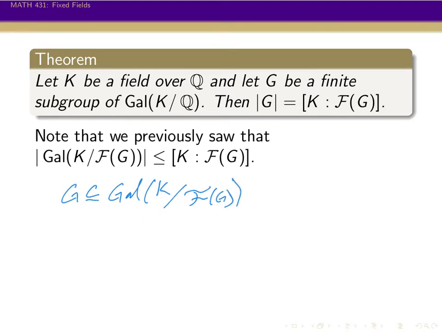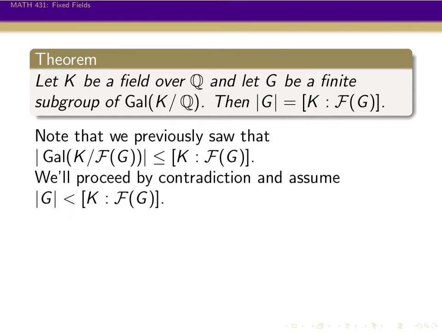And so really this is saying that the order of G then is really as big as it can be. Or in other words, the degree of K over the fixed field of G really is as small as it can be.